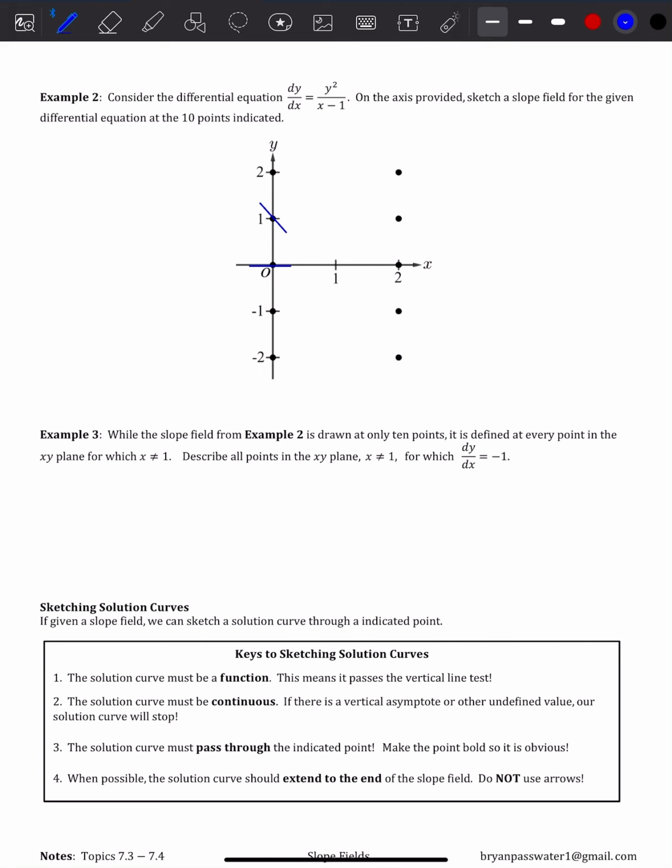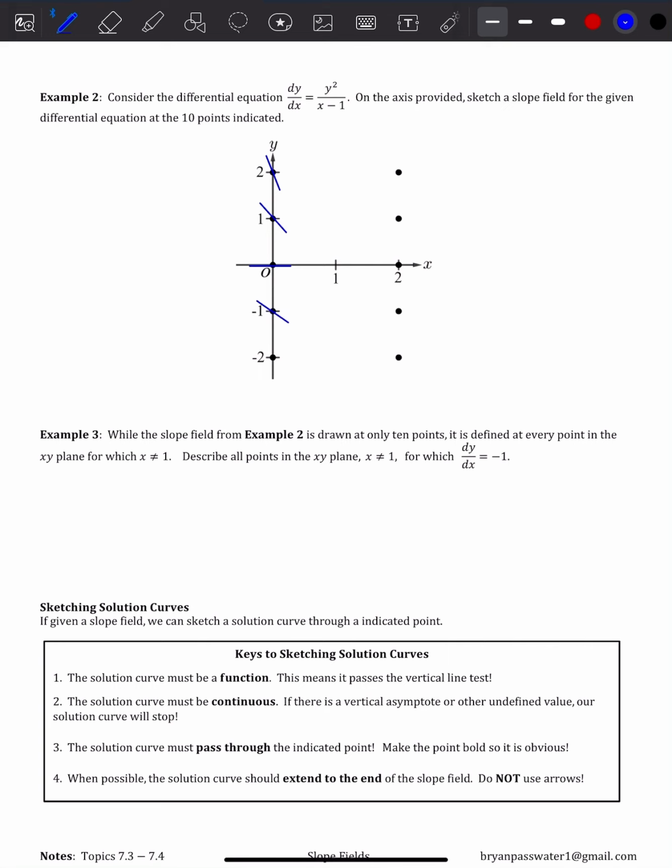Our next point is a y value of 2. So x is 0, y is 2. 2 squared is 4. 4 divided by negative 1 is negative 4. So I want to make sure that this is a lot steeper than what we did before. It's still negative, just steeper. I want to make sure there is a significant difference between a slope of negative 1 and a slope of negative 4. If I go down, negative 1 squared isn't going to change the value. So negative 1 squared is still 1 divided by negative 1. So we have a slope of negative 1.